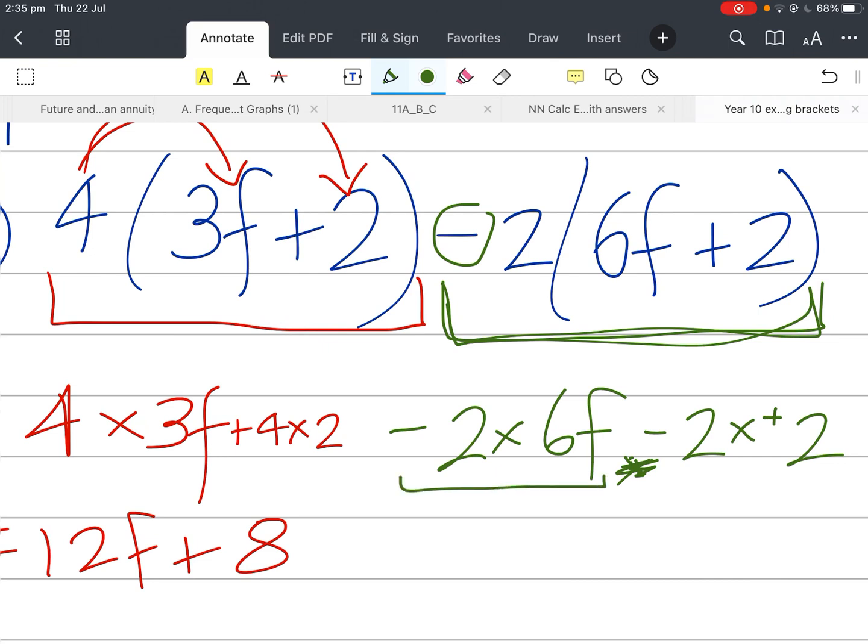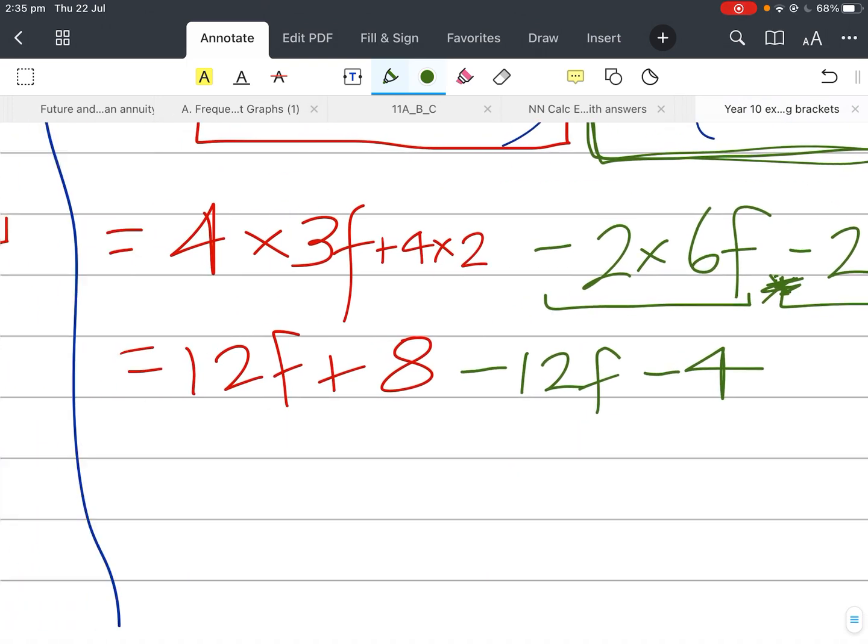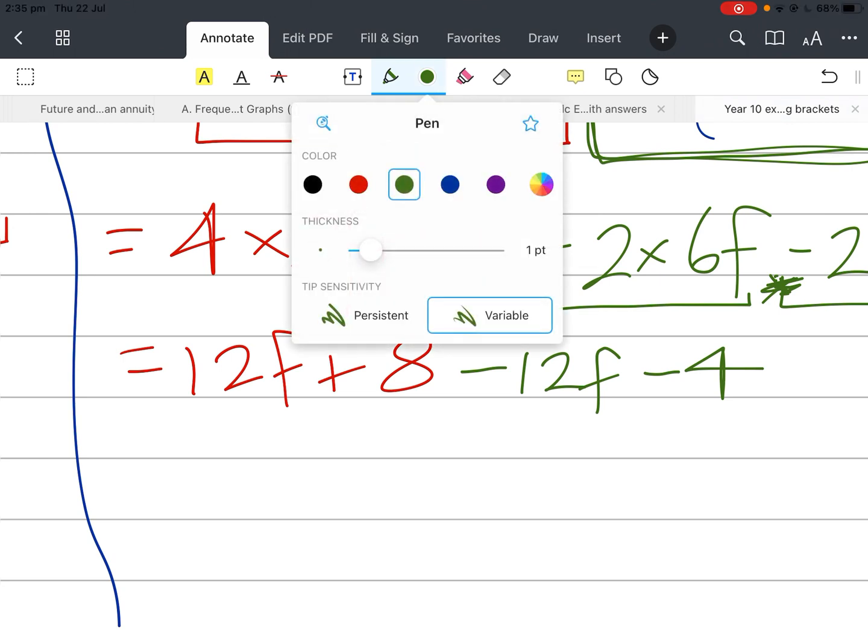So first of all, I have -2 times 6f. 2 times 6 is 12. A negative times a positive is a negative, and there's only just an f, so f goes there. Now these ones over here, a negative times a positive is a negative, and 2 times 2 makes 4. Okay. So now, coming to here, we now have to collect our like terms. I'm going to do that one in blue.